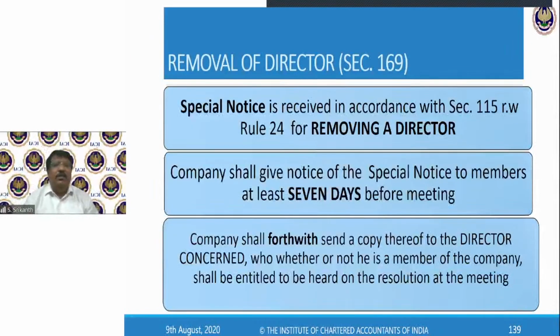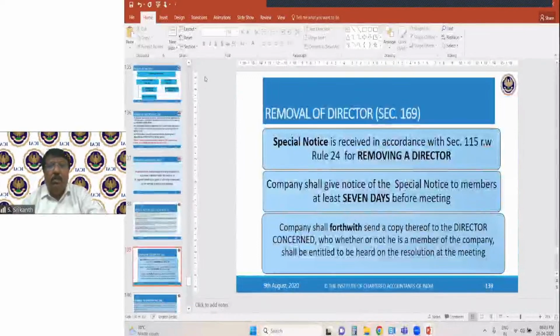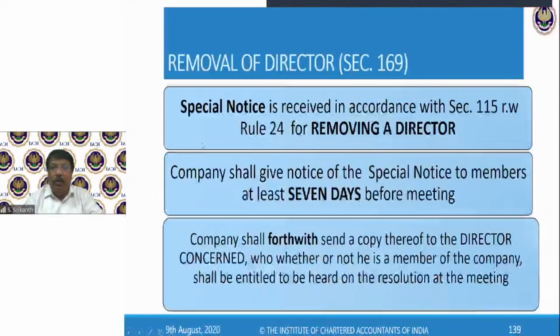Special notice is received in accordance with section 115 read with rule 23. I'll check up 23 or 24 and correct it and put it here. Because today I'll be uploading this PPT. Today, or maximum tomorrow morning, I will upload this PowerPoint onto the site so that you can download it and refer to it. Because today the class will be over now. So this PowerPoint will be ready for uploading.